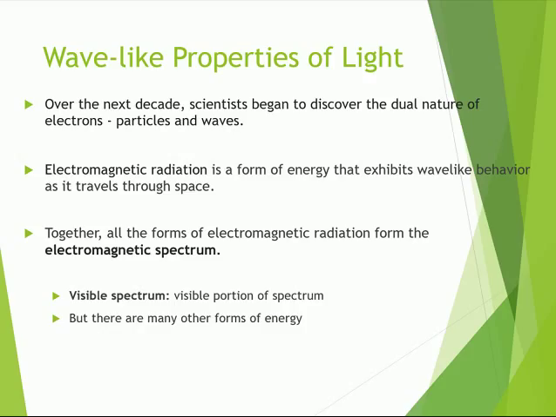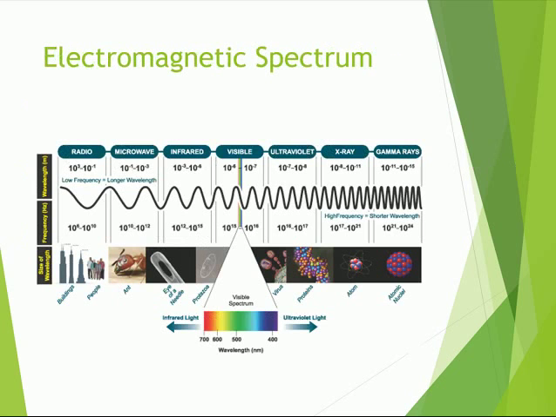Now, electromagnetic radiation does act like a wave as it moves through space. As it is moving through space, we refer to it as radiating outwards, therefore as a form of radiation. It is electromagnetic radiation, and it forms the electromagnetic spectrum. There's more to the electromagnetic spectrum than what we can see. What we can see we refer to as the visible spectrum, but there is a lot of electromagnetic radiation that the human eye cannot perceive.